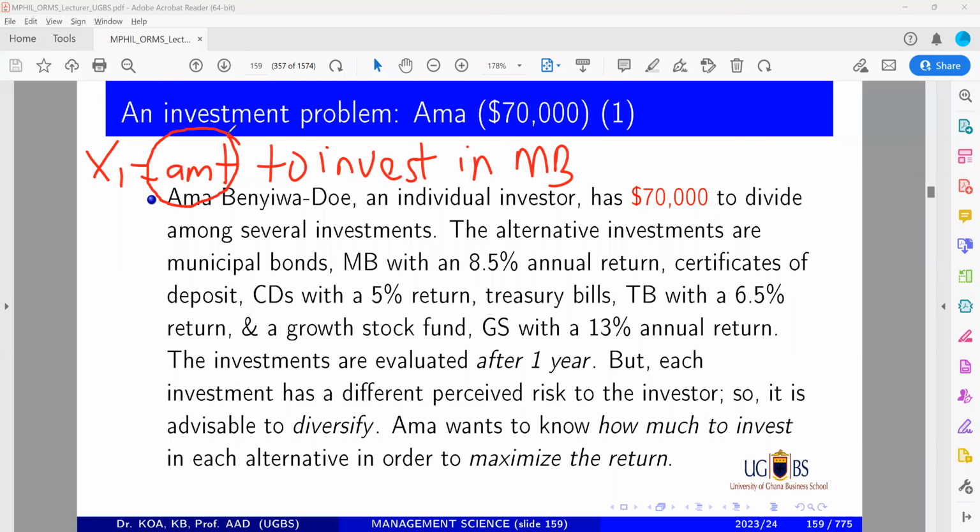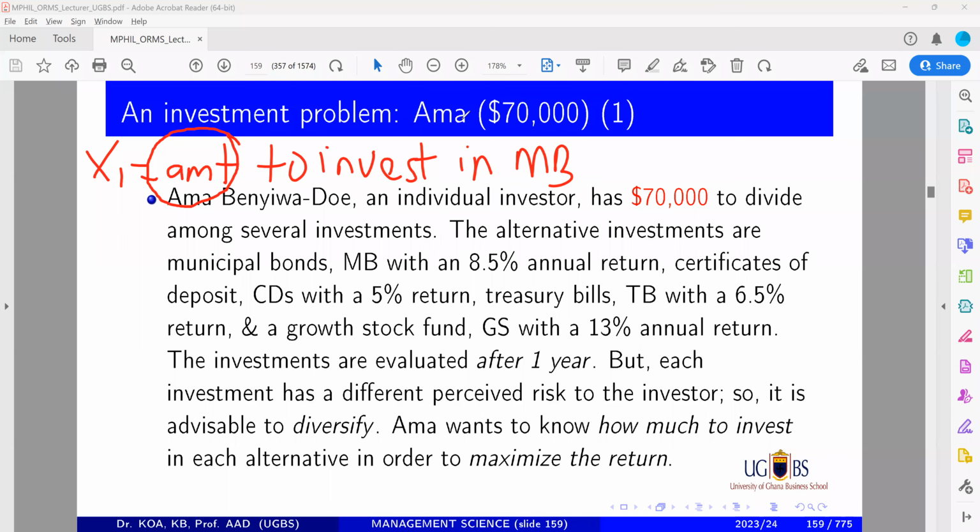This, by the way, is an exam question. If you're sitting here and you're probably realizing, could I have remembered to write this? Each one is worth 1 mark. Okay, so X1 is the amount to invest in MB. What is X4 for? Who can tell me? Doc: the amount to invest in JS.